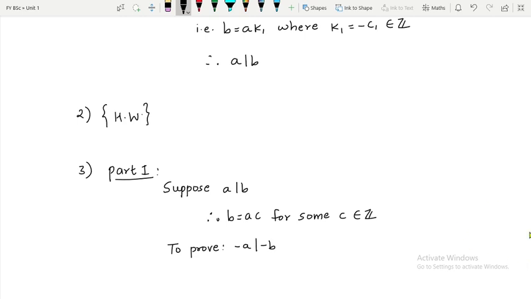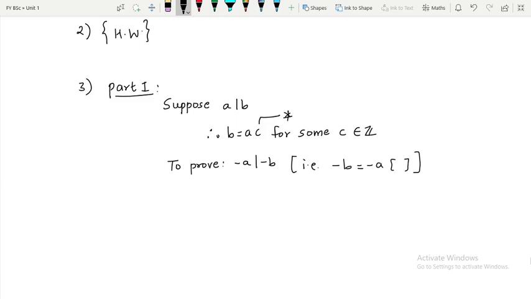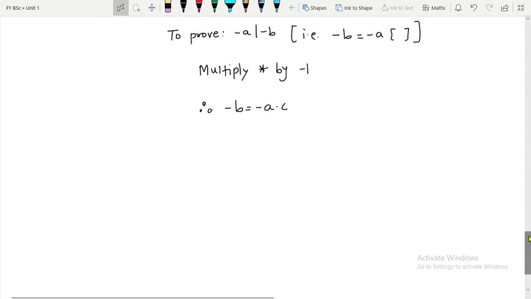That is nothing but we have to show minus b is equal to minus a multiplied by some integer. So what to do again? I will call it star. Yes, the logic is same. Multiply star by minus 1. Therefore minus b is equal to minus a multiplied by c, and that is what we wanted to prove. And therefore I'll say minus a divides minus b.